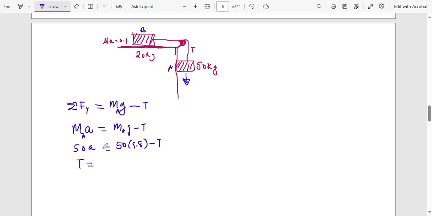I'll take T to this side so it becomes positive. 50 times 9.8, that is going to be 490. I'll get this 50A, take it to this side, it becomes negative 50A. This will be equation 1.